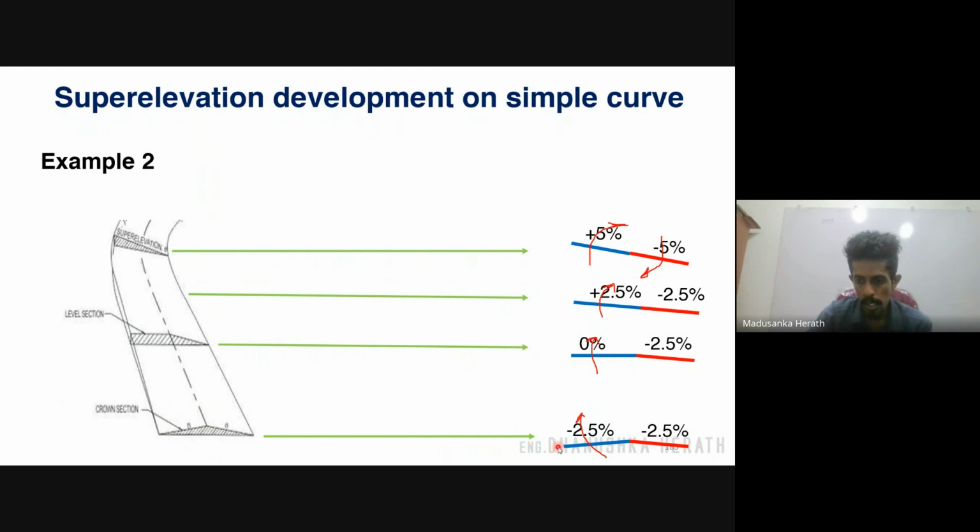So here the normal crown section starts rotating at this point, then this will come to the flat position. Again we rotate, it will come to the straight position like this, then again we rotate these two. Then it will come to the full super elevation, right? Quickly draw this one.